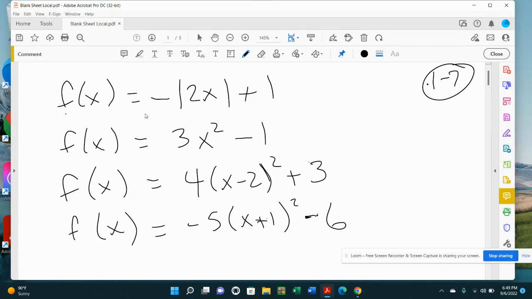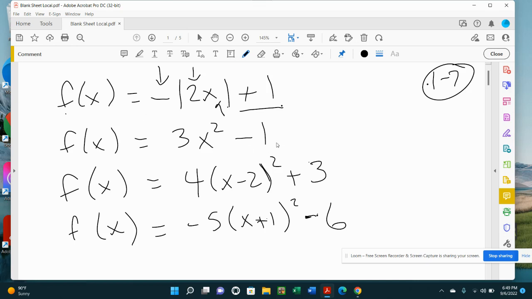We can look at these particular functions and see what's happening. This one goes up one. It does not shift left or right because there's nothing in there subtracting or adding. It does flip over the y-axis, so that means that absolute value function is going to be going down, and it's going to go down twice as fast. So we can look at all those different values and see what happens.